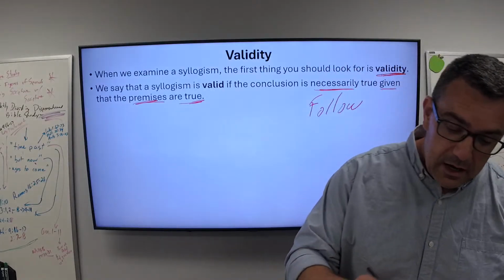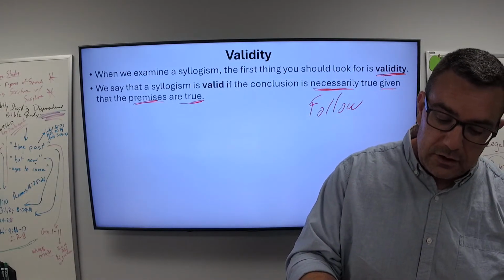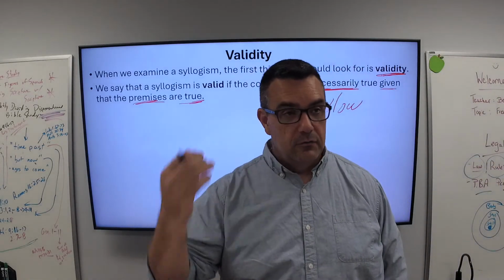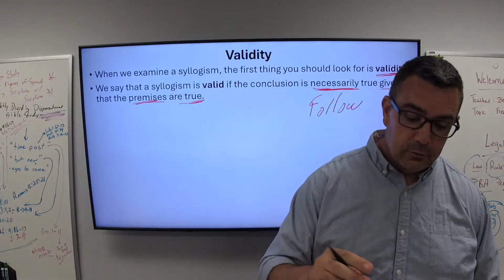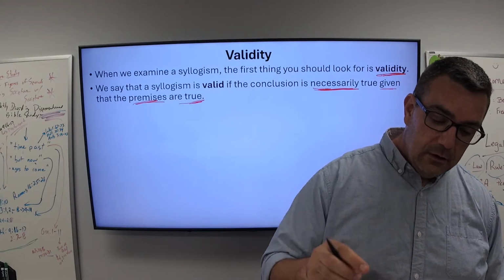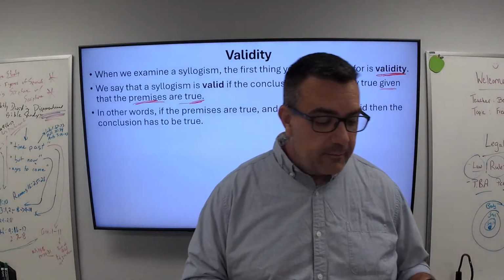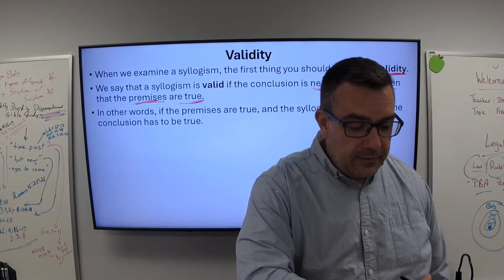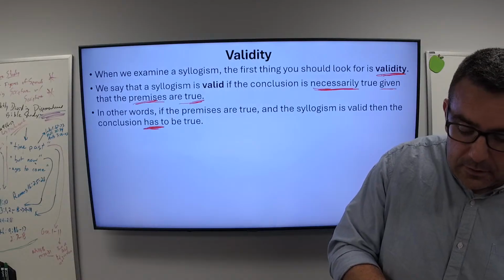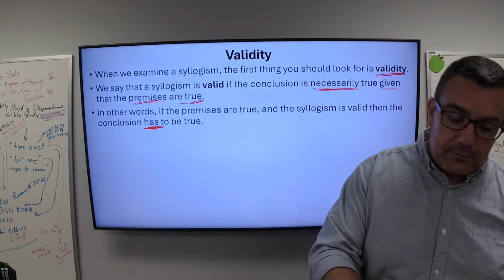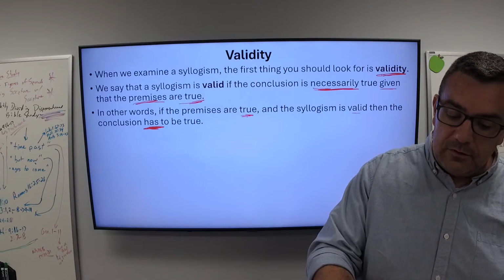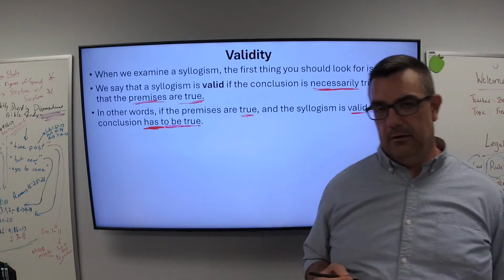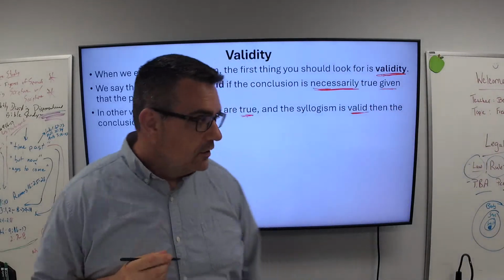Okay, so again, when we say a syllogism is valid, we're saying that the conclusion is necessarily true given that the premises are true, or does the conclusion follow from the premises? That's what we're after here. Thirdly, in other words, if the premises are true and the syllogism is valid, then the conclusion has to be what? True. If both of the premises are true and the syllogism is valid in its structure, then the conclusion has to be true. It cannot be false.